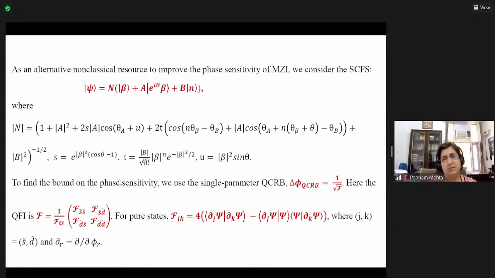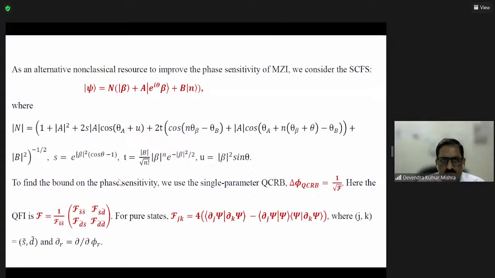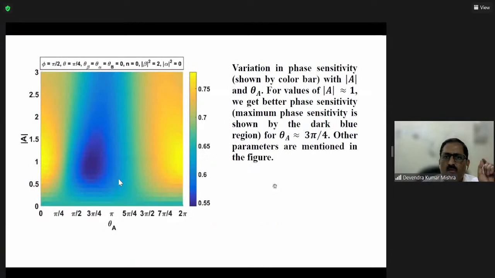So our attempt is to enhance the sensitivity of our interferometer by using two-channel detection as well as a new state, which is a superposition of a Schrodinger cat state and a Fock state. Here we are studying only the single parameter case. We calculated different cases, and here we studied the variation in phase sensitivity with mod A and theta A.